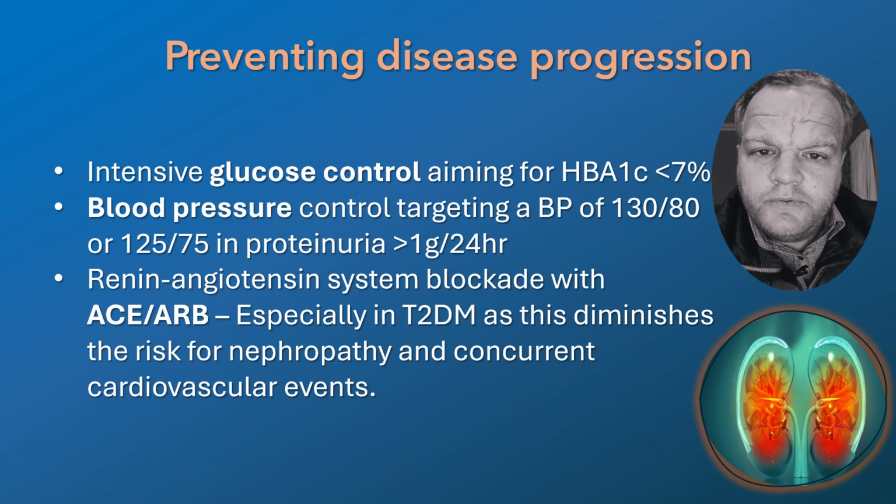Renin-angiotensin system blockade with an ACE inhibitor or an ARB, especially in type 2 diabetes mellitus, diminishes the risk for the development of nephropathy and concurrent CV.